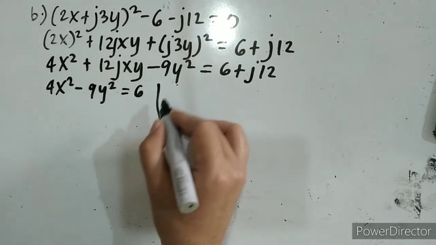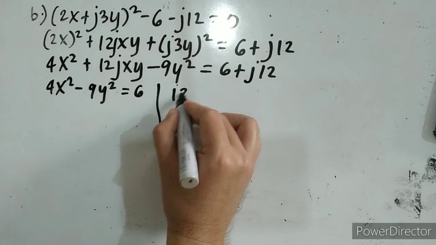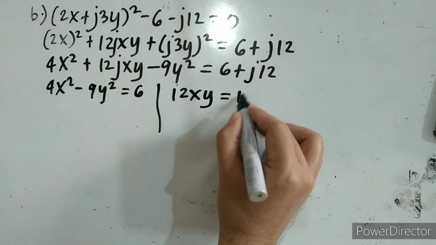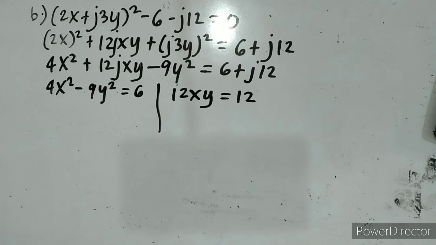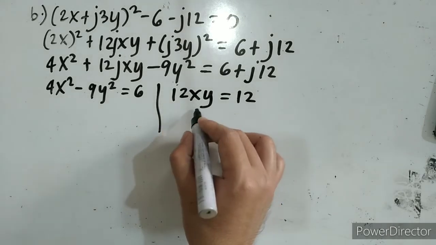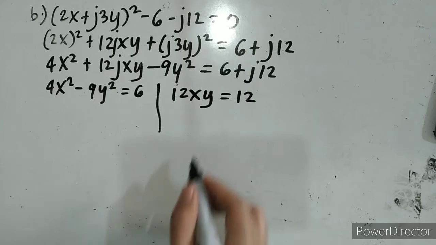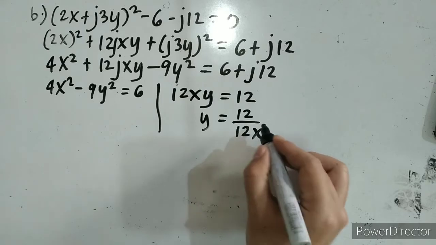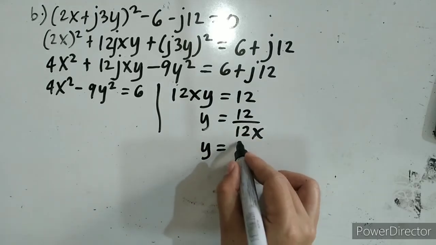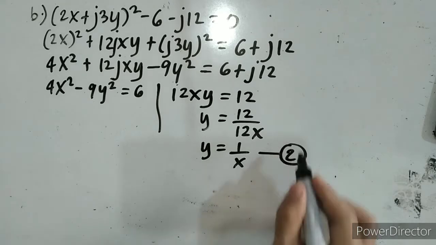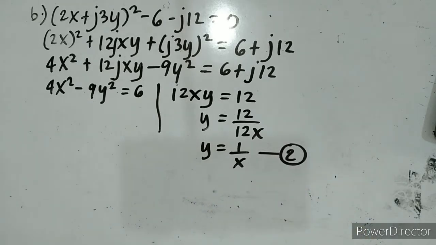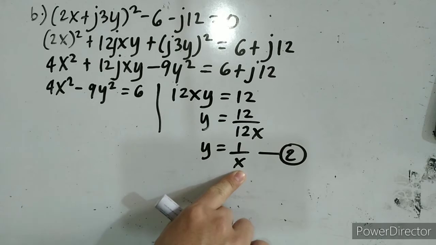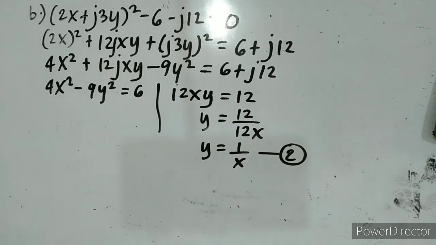And the imaginary parts together, we have 12xy equals 12. As I've said, we can simply cancel the j. So dividing everything by 12x, y becomes 12 over 12x. Y becomes simply 1 over x. So this is our equation 2. And we use this equation later on. We substitute it to our equation 1.